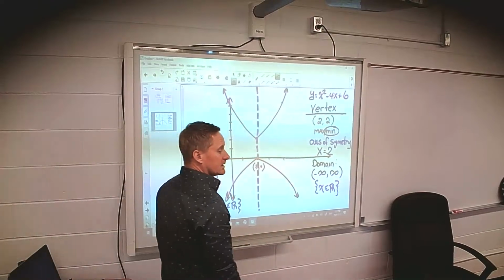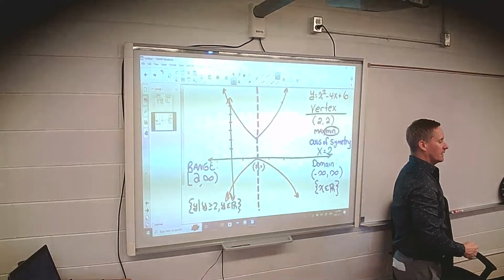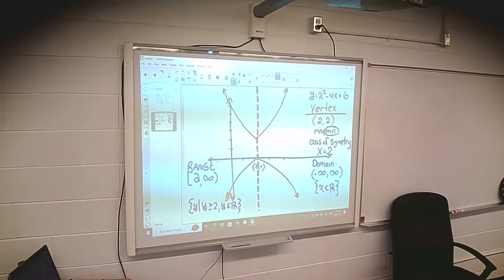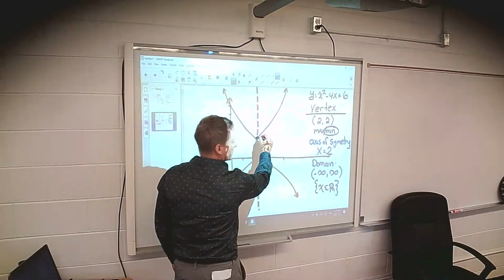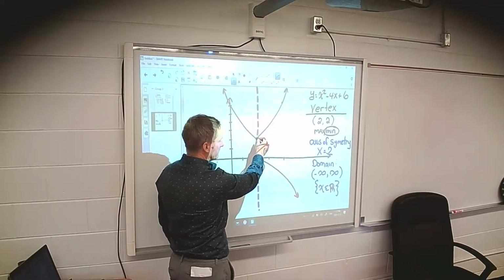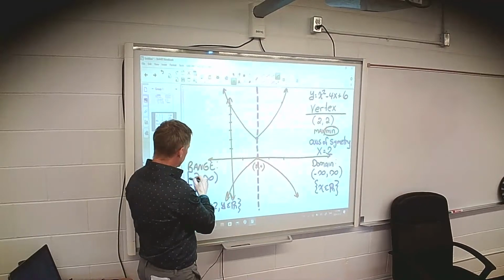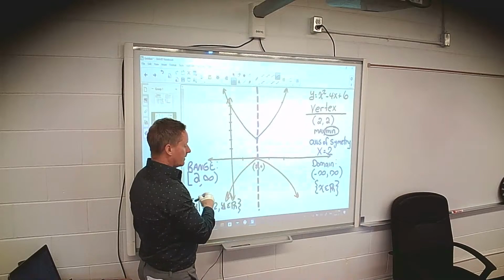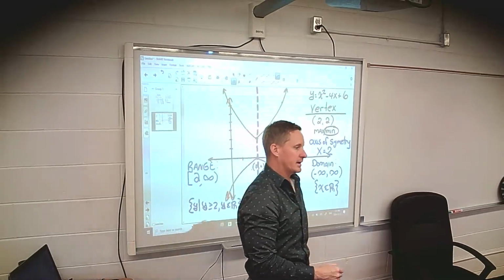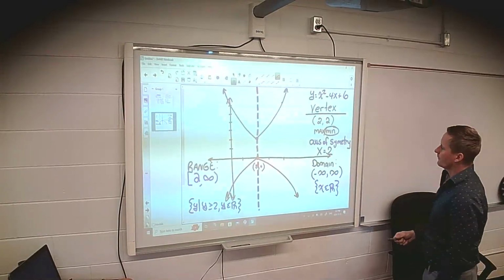If it doesn't include the value, which can't include infinity, I put rounded brackets. If it includes, I put square brackets. So the 2 is inclusive here for the range because the graph goes directly through 2. So 2 is included, so I put square brackets so that the person knows that 2 is included. And infinity is always round brackets because you can't actually include infinity. Okay, so far so good.